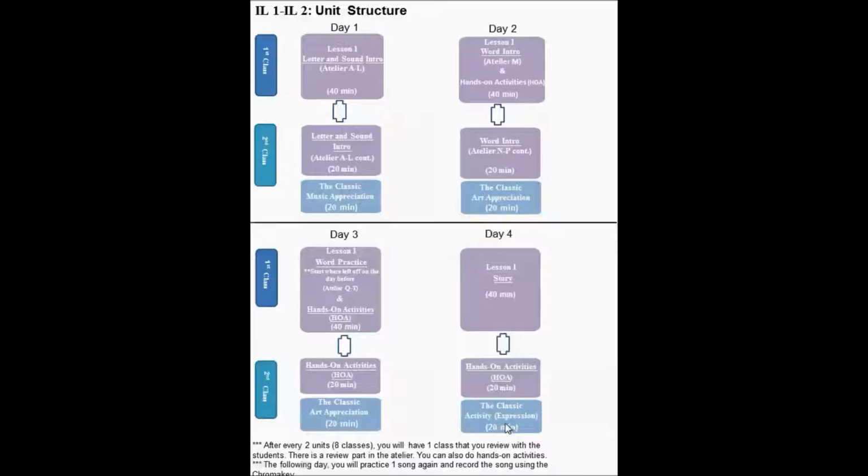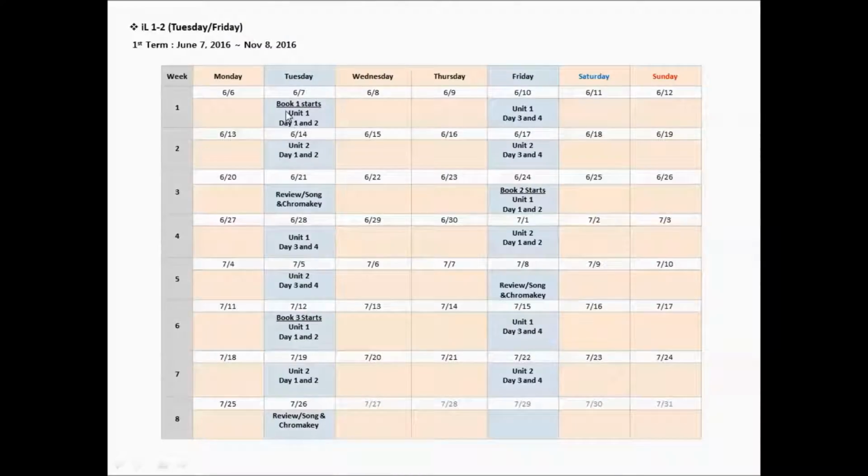Let's take one more look at the operation plan. You can see here that we had our cycle of 4 classes, 1, 2, 3, 4, and that ends unit 1. And then the next time they come in, they'll be doing Unit 2. So you can see here that that would be, after they finish this, 8 classes. 1, 2, 3, 4, 5, 6, 7, 8. So now it would be time for them to do the review, song, and chroma key. And then that whole cycle starts again.